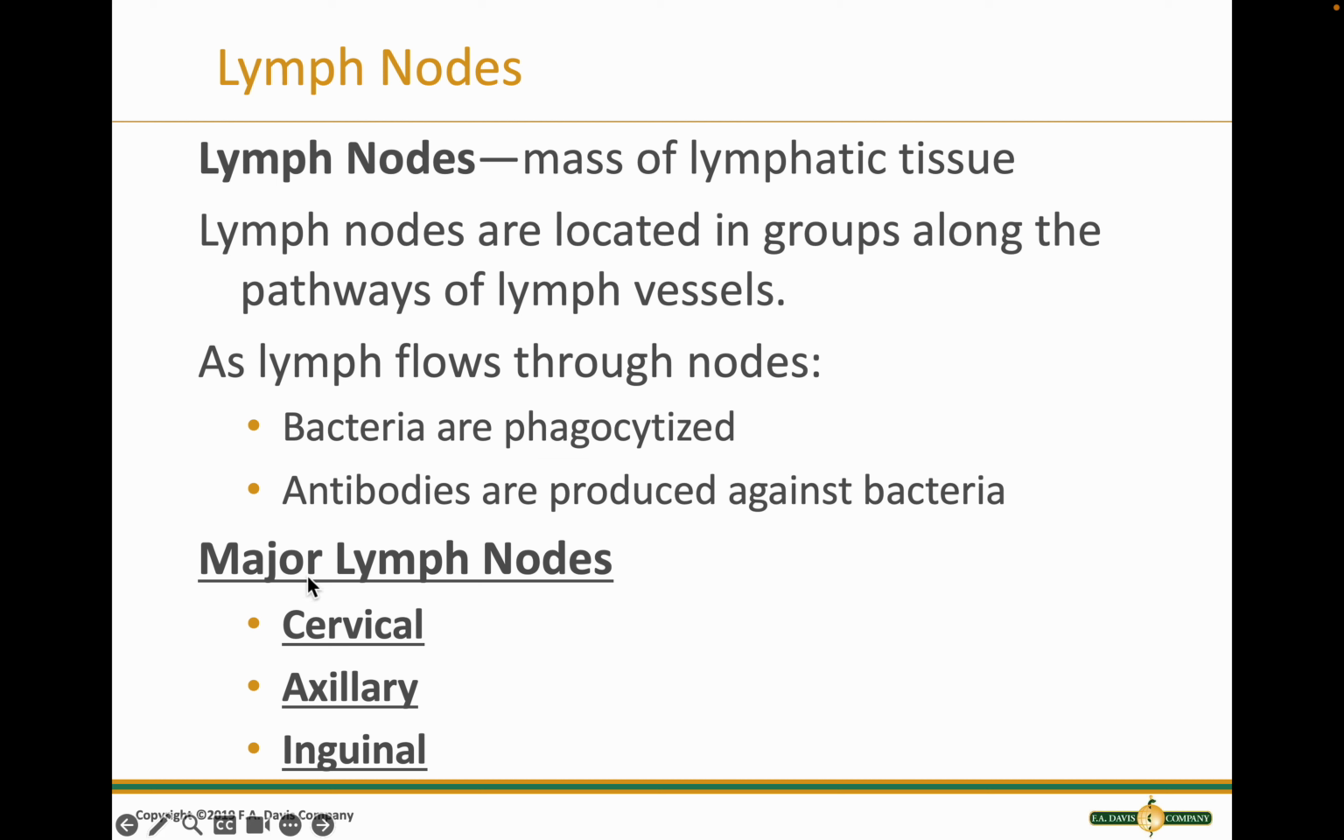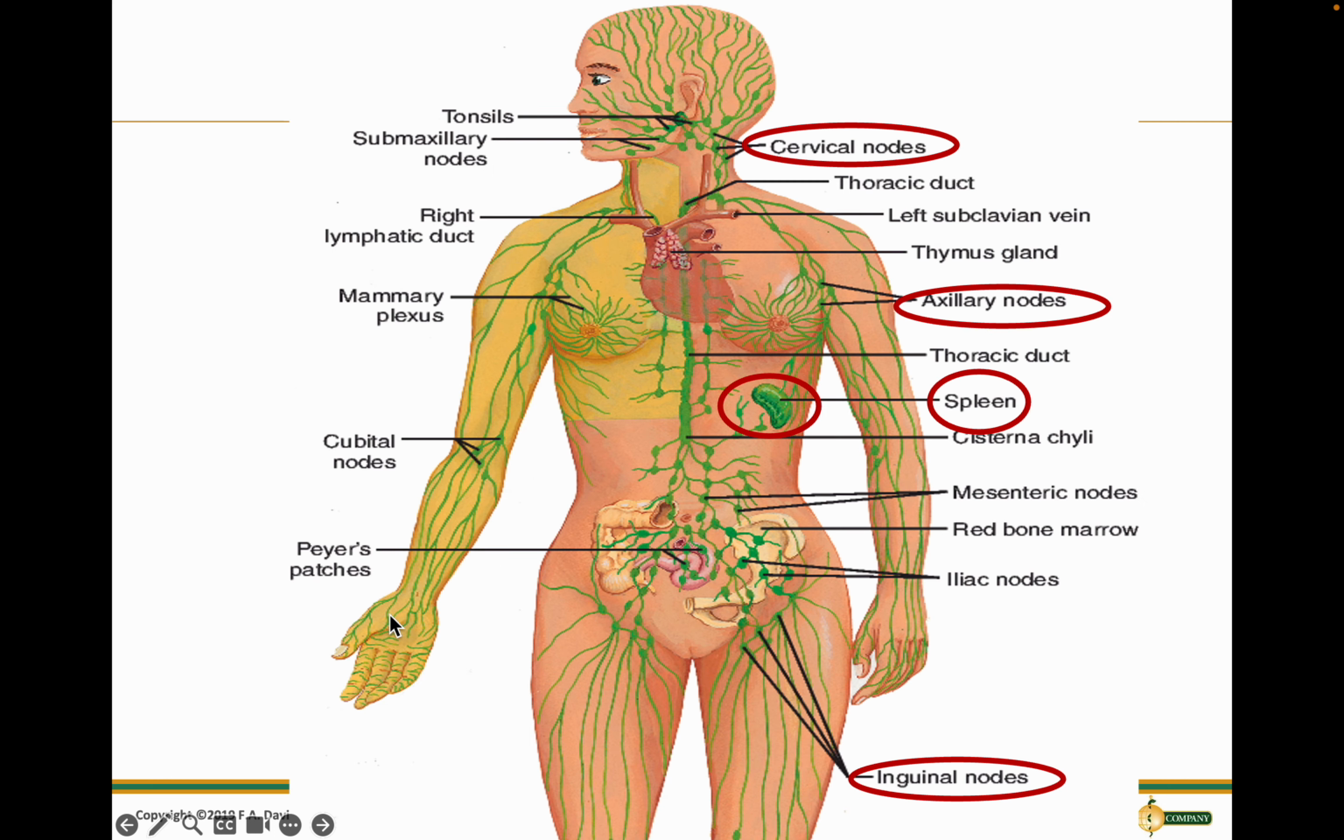The major lymph nodes that we care about clinically are the cervical lymph nodes, the axillary lymph nodes, and the inguinal lymph nodes, which we'll look at here. Here are the cervical lymph nodes, and here are the axillary lymph nodes. Cervical refers to your neck. It has the cervical vertebrae, and that's where these get their name. And then we have axillary, which is another name for armpit, and they're on both sides.